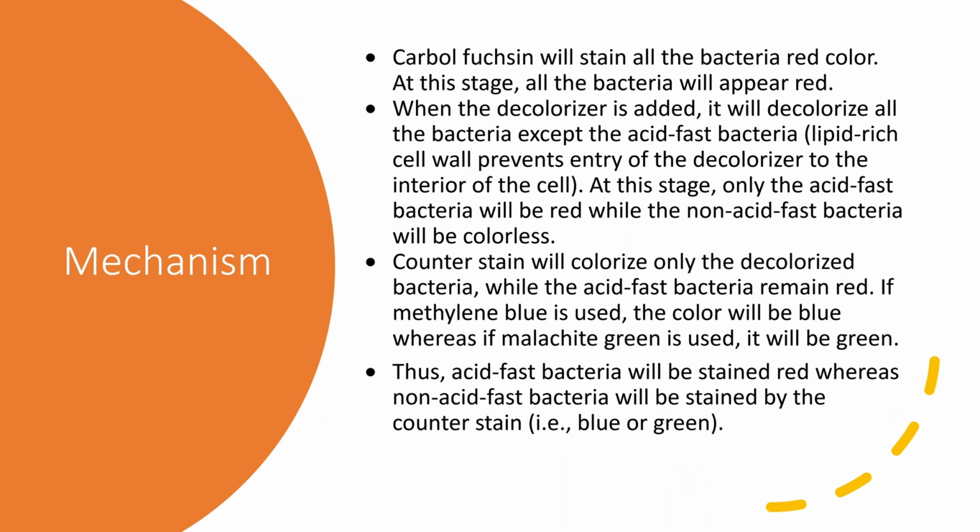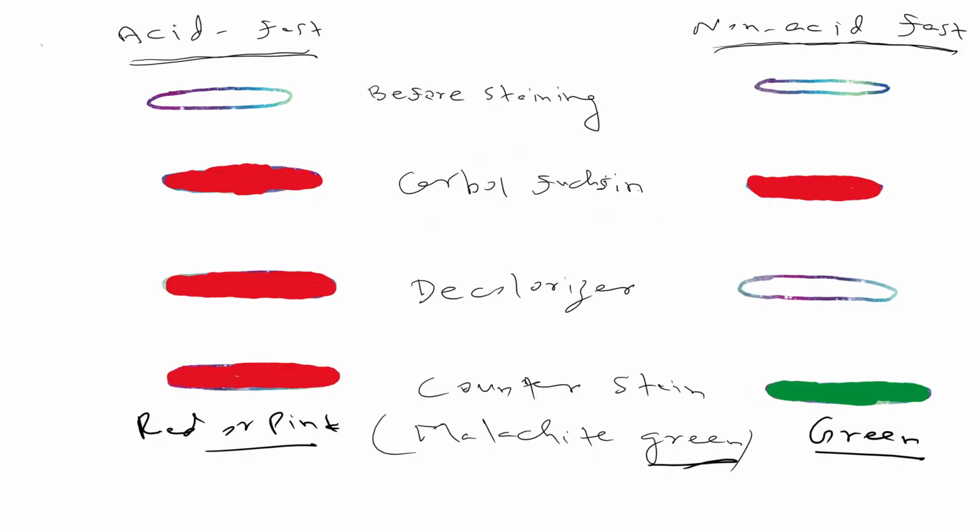When the decolorizer is added, it will decolorize all the bacteria except acid-fast bacteria, because the acid-fast bacteria are resistant to the entry of decolorizer. So the acid-fast bacteria will not be decolorized. Non-acid-fast bacteria will be decolorized. That's what you see in the third picture. The acid-fast bacteria remain red. Non-acid-fast are decolorized. They are colorless. You can't see them if you look through the microscope.